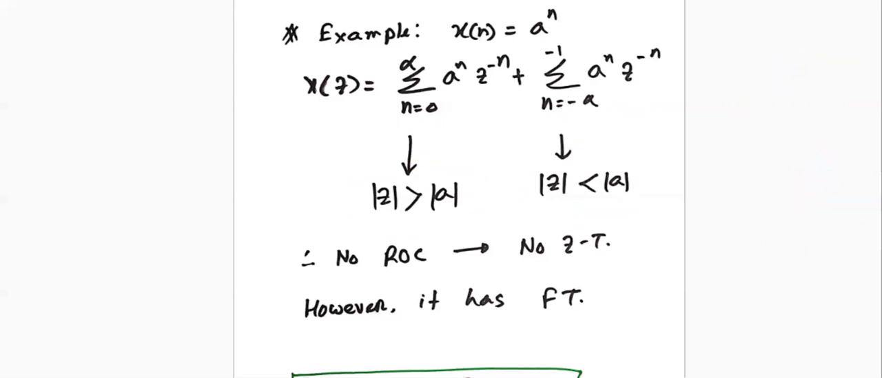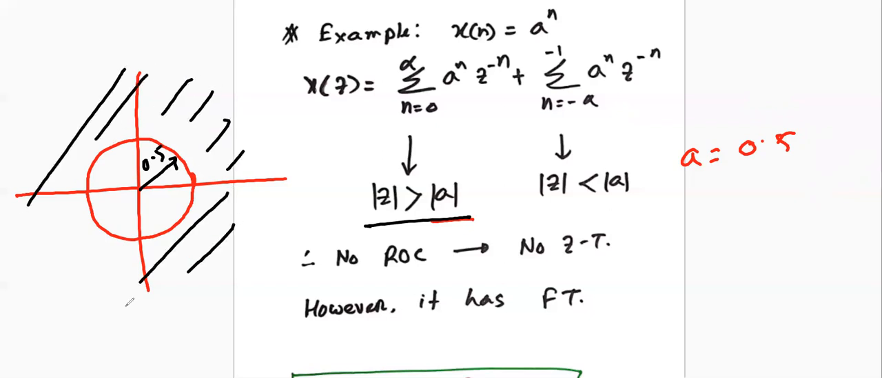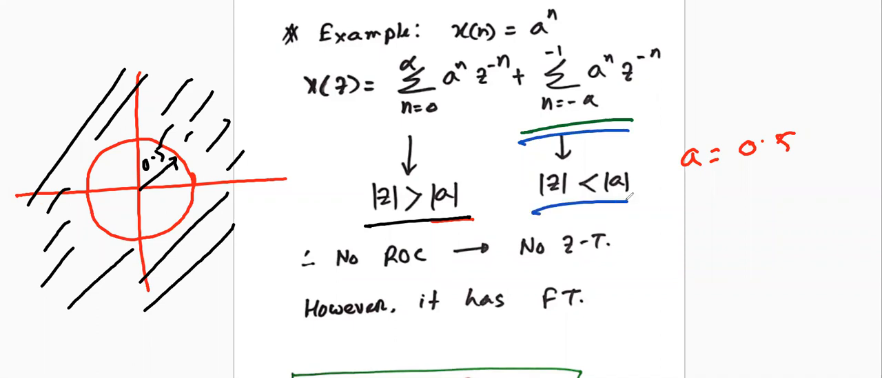So now if you draw the z plane, and what is the value of a? Let's say the value of a is 0.5. A is equal to 0.5. So I draw a circle over there where this amplitude is 0.5. So for the right-sided sequences, the solution is more than 0.5. That is the solution. And for the left-sided sequence, the solution is less than 0.5.